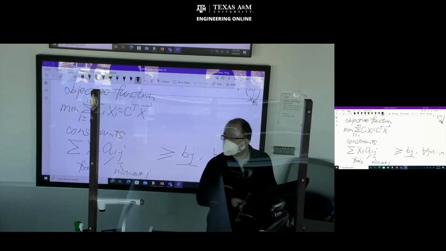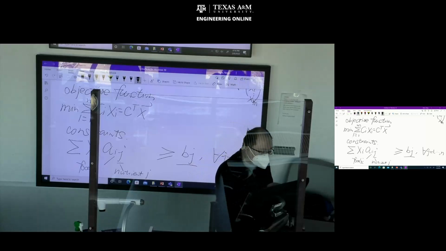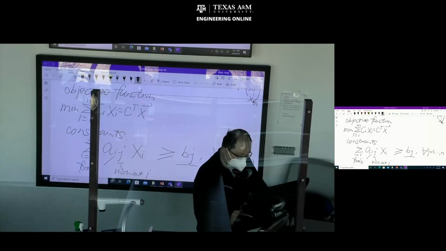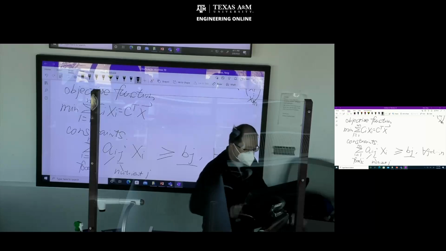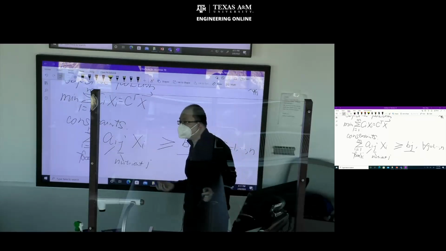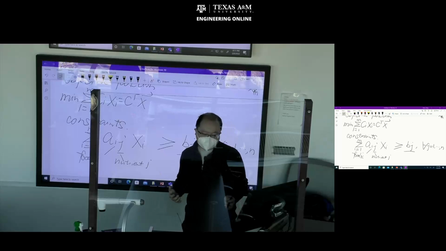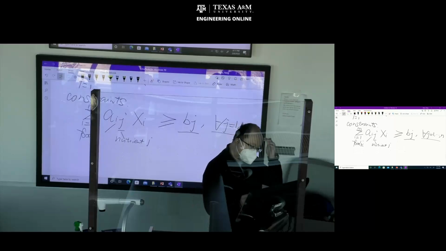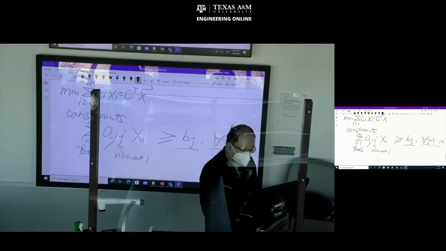So maybe I should write it, just to change the order. Doesn't really matter here. And I have i from 1 to, how many foods do I have? M. So in this case, the decision variable is in the m-dimensional space, and there are n constraints, because this is for any j. And I can rewrite this in the linear algebra way.